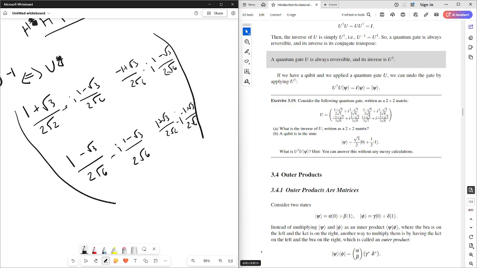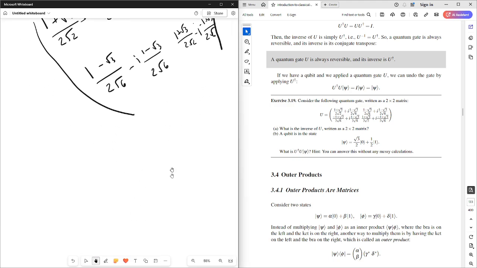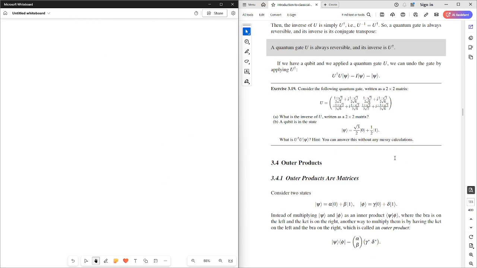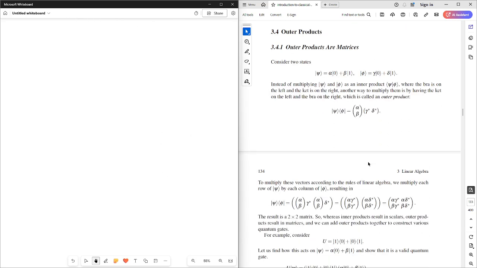Minus and minus, so we flip all the signs, and we have just taken U. We found the inverse of this quantum gate, U inverse, also known as U dagger, the U conjugate transpose. It is such that when we multiply these two together, we get an identity matrix. So identity times psi just gives us psi. Okay, final topic in the linear algebra section, outer products.